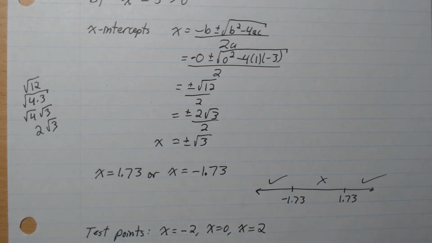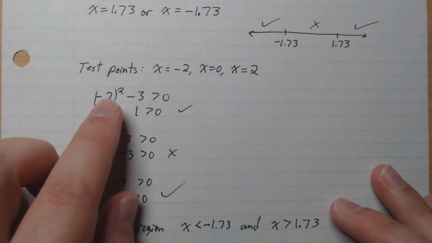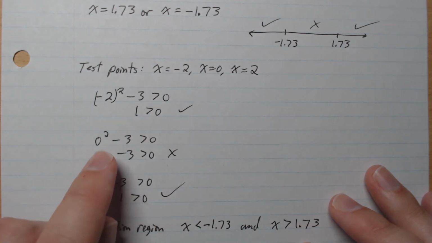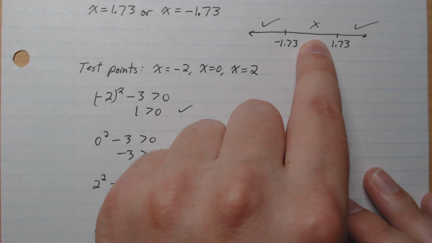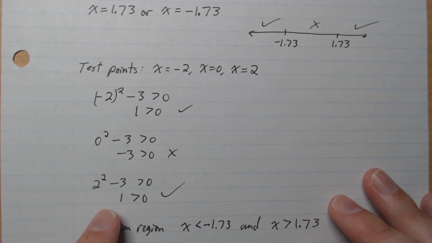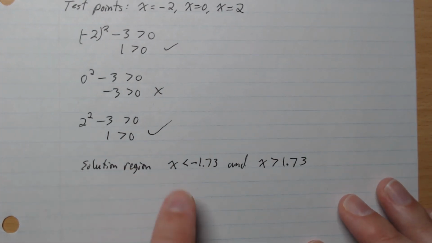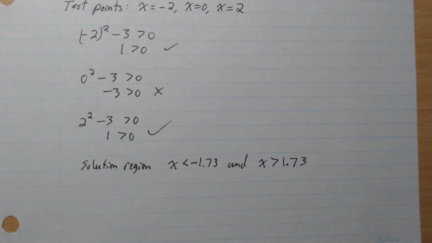So we're going to use test points -2, 0, and 2 like that. Simple numbers. When we plug in -2, 1 is greater than 0, so that's good. When we plug in 0, we get -3 greater than 0, which is false, so not that section there. When we plug in 2, we get 1 greater than 0, which is true, and so it is that section there. So the solution region is x less than -1.73 and x greater than 1.73.